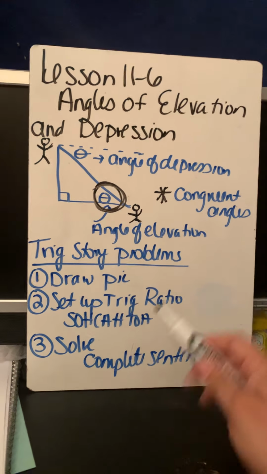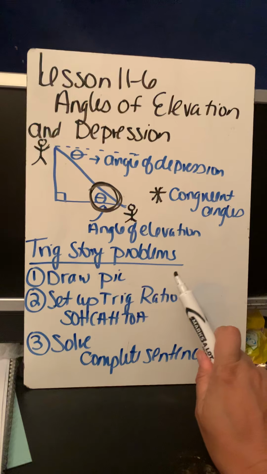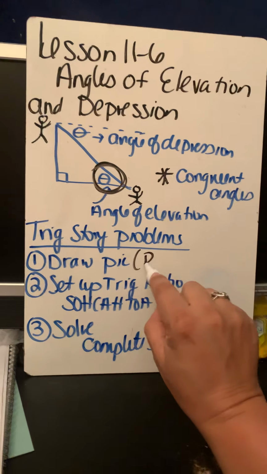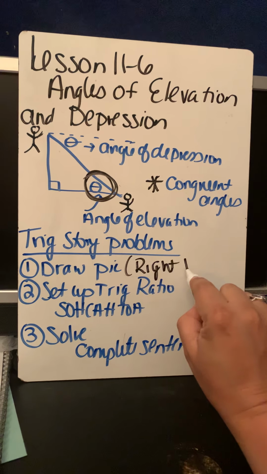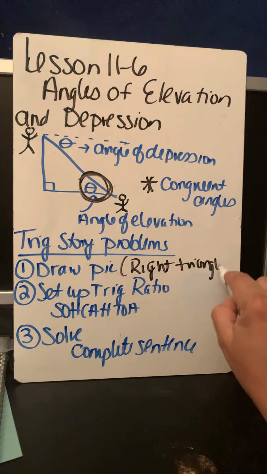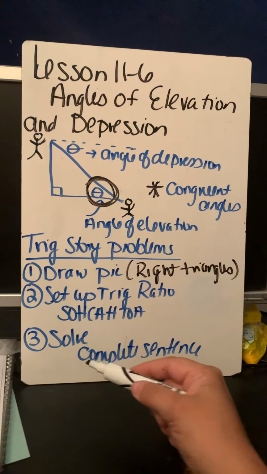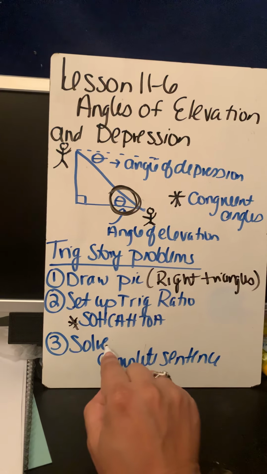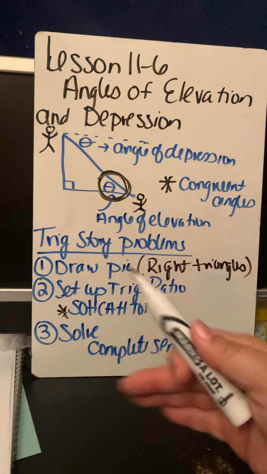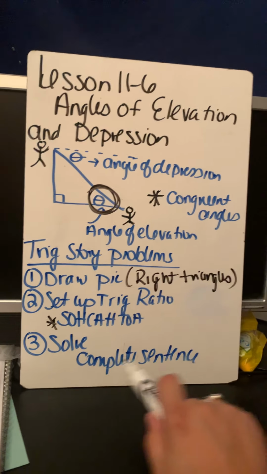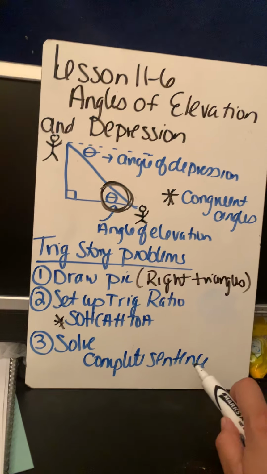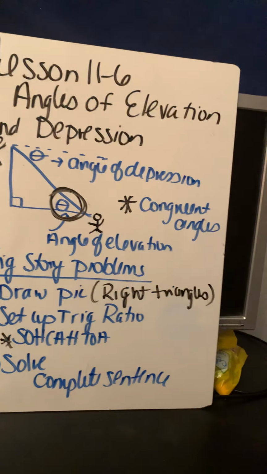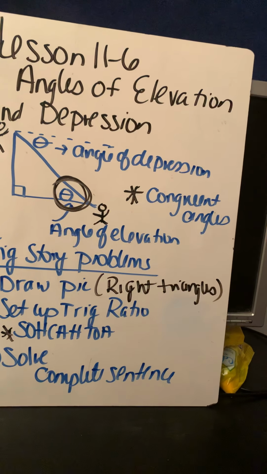So what I want for my trig story problems: draw a picture. Your picture is your right triangle. Set up your trig ratio, so here comes your SOHCAHTOA. Solve, and that's when you're going to cross multiply to get your answer. Then write me a complete sentence.